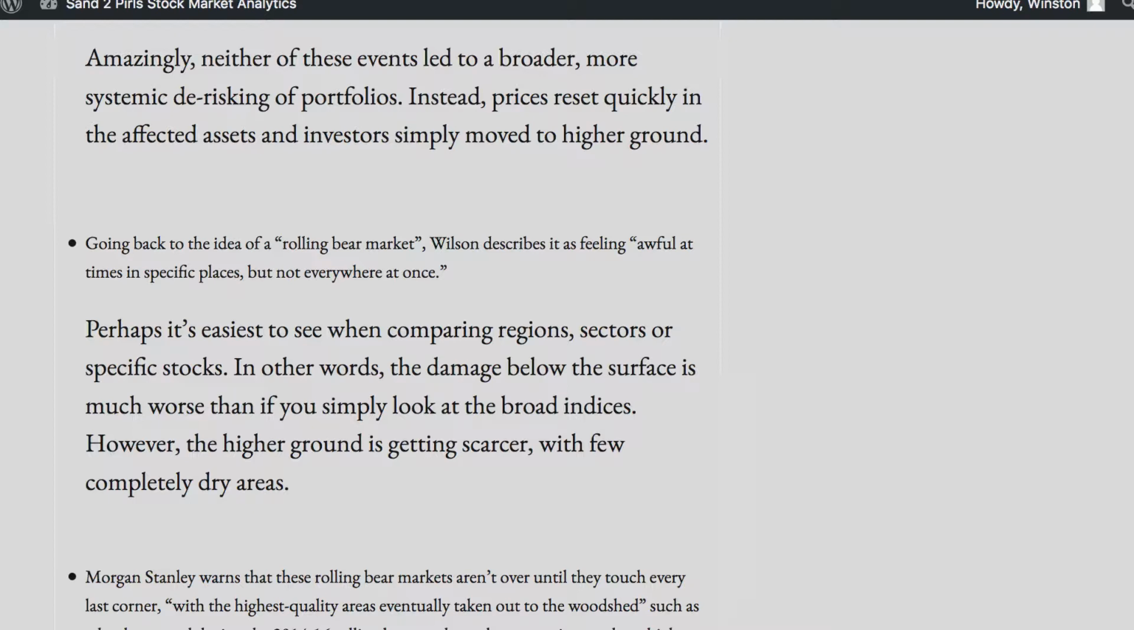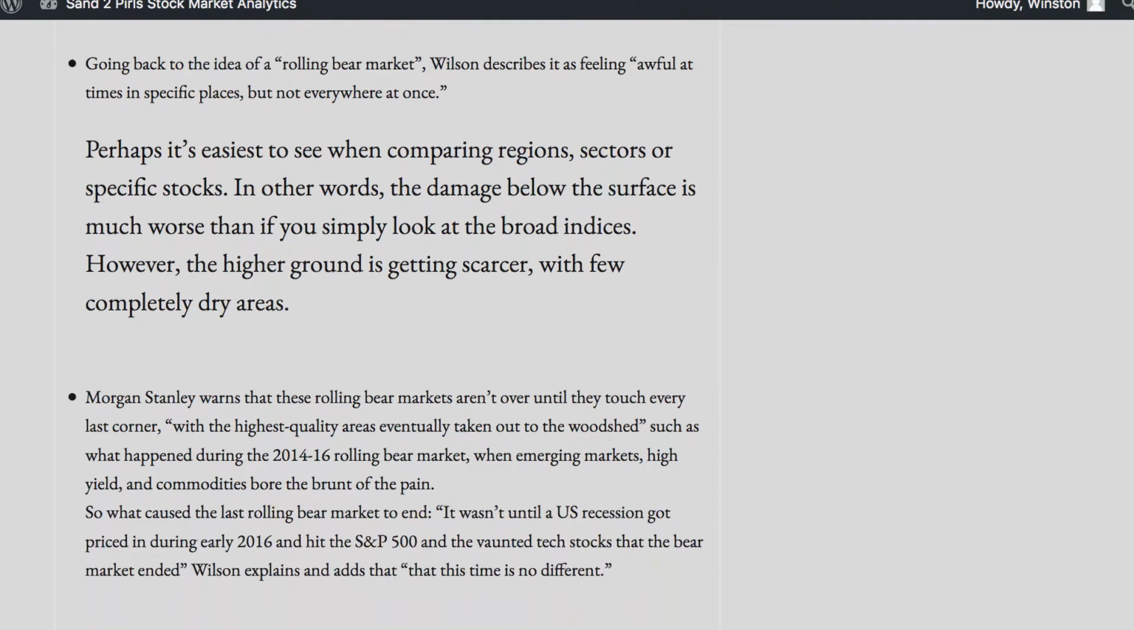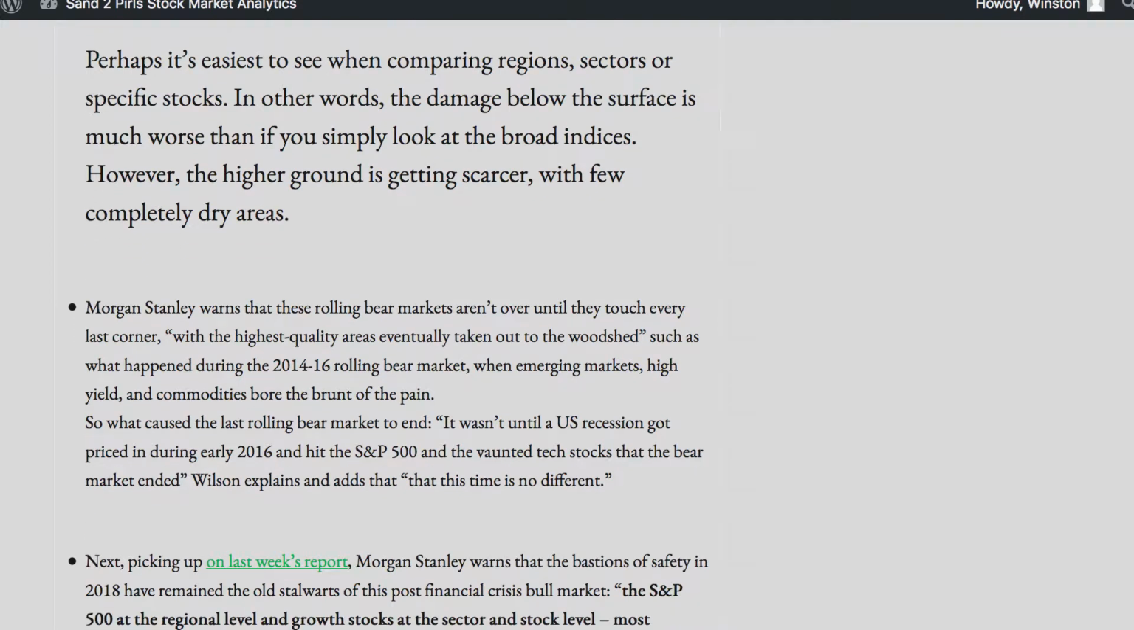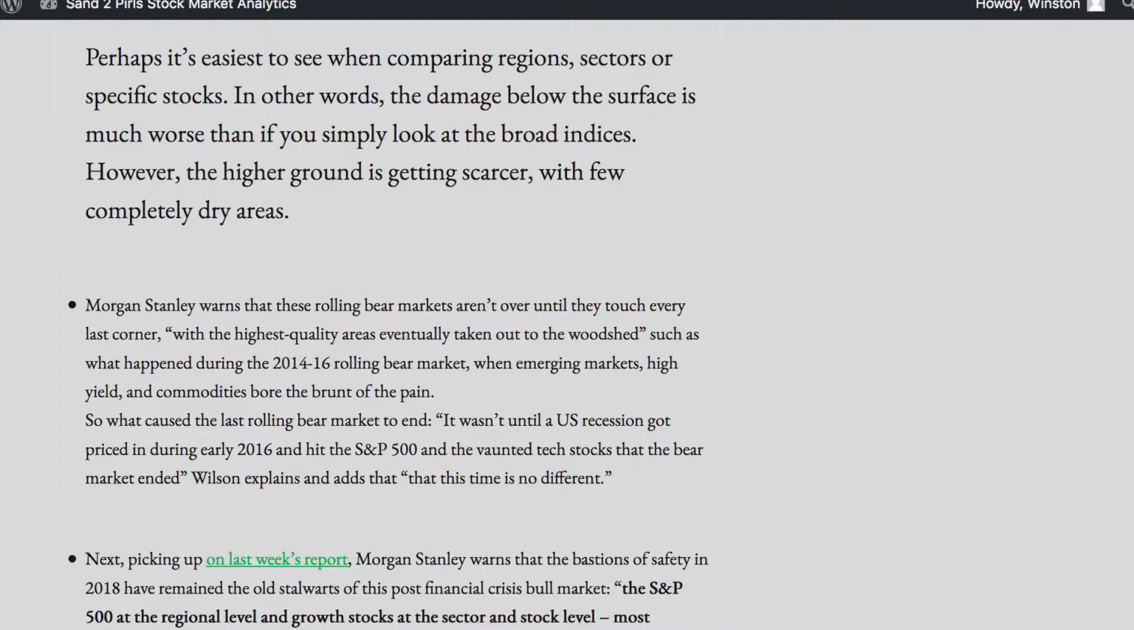Going back to the idea of a rolling bear market, Wilson describes it as feeling, quote, awful at times in specific places, but not everywhere at once, close quotes. Perhaps it's easiest to see when comparing regions, sectors, or specific stocks. In other words, the damage below the surface is much worse than if you simply look at the broad indices. However, the higher ground is getting scarcer, with few completely dry areas.